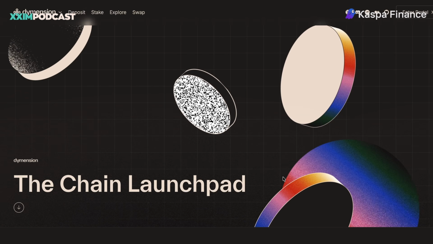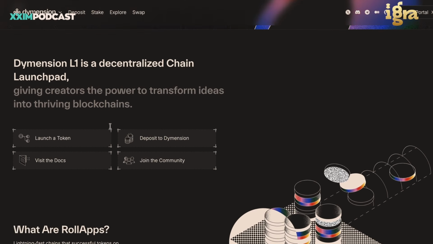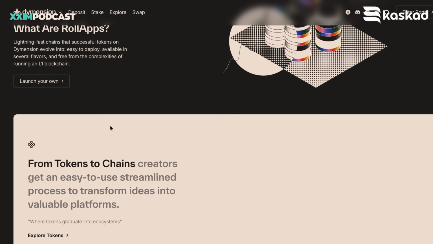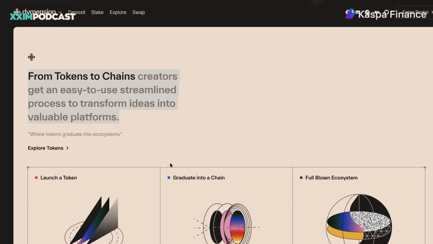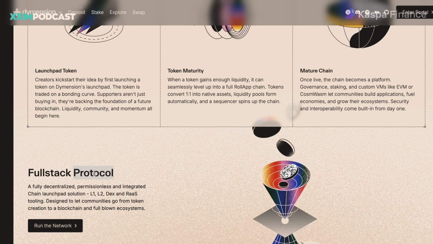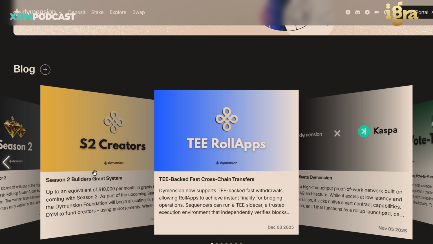So quickly, Dymension is a layer 1 blockchain built on Cosmos SDK, right? Designed for high-speed application-specific blockchains, the way I understood it, called RollApps, right? RollApps. And now you guys are building a Kaspa-specific bridge. So now, before we get into the Kaspa bridge, architecture, technology, and the rest of the detail, why don't we start with Dymension? What is Dymension?